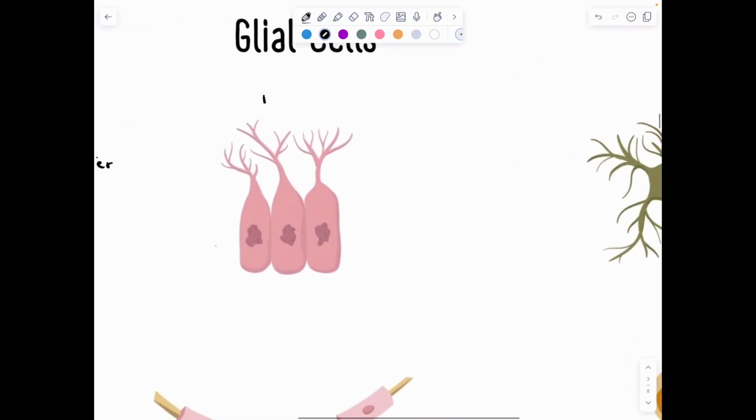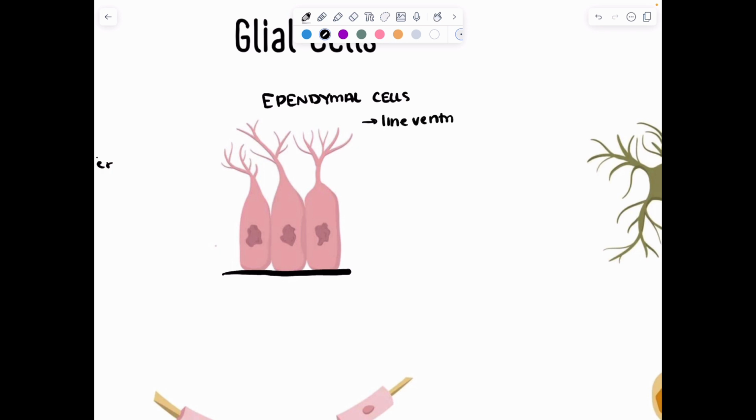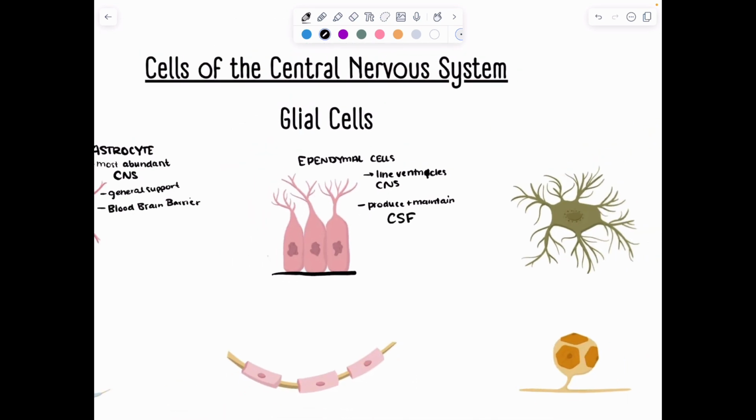Our next are ependymal cells. Ependymal cells, right, kind of look like epithelium. And that is because they are also linings. They line the ventricles, which means they are in the central nervous system, and their job is to produce and maintain cerebrospinal fluid, which is abbreviated CSF, cerebrospinal fluid.